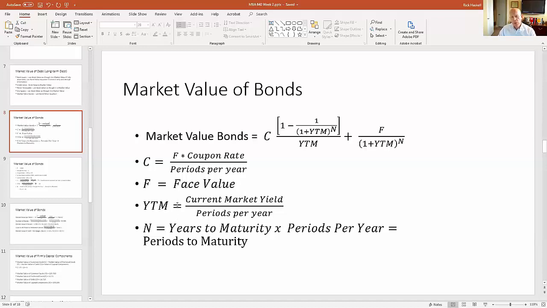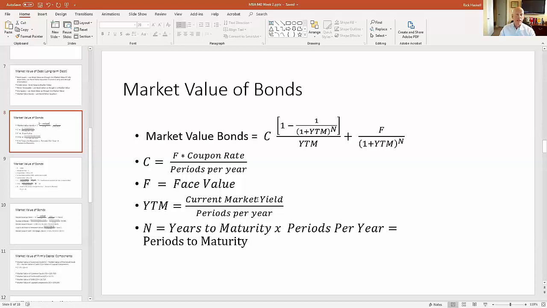We then have yield to maturity to consider. And yield to maturity is simply a time-adjusted form of current yield. So literally, we take the current yield, or the current market yield for the bond, and divide it by the periods per year. So the number of interest payments it makes is periods per year. So this will universally, for our purposes, be 2. Again, this is the current market yield. This is the rate that this corporate client would pay if they were trying to borrow this type of money in the market today, not the coupon rate.